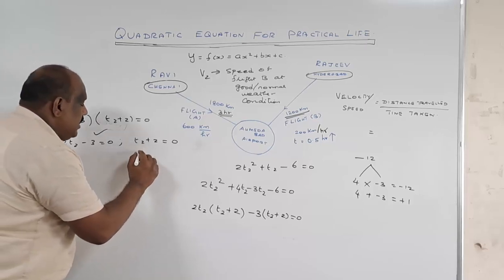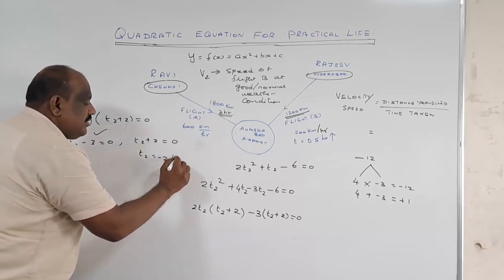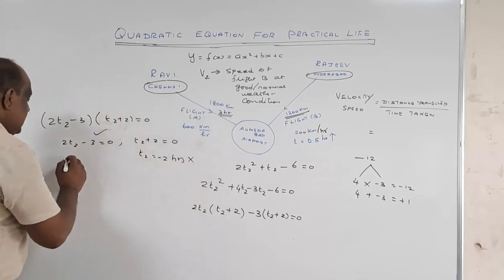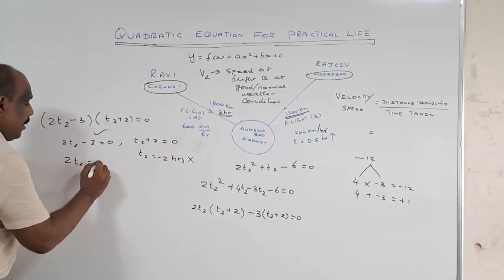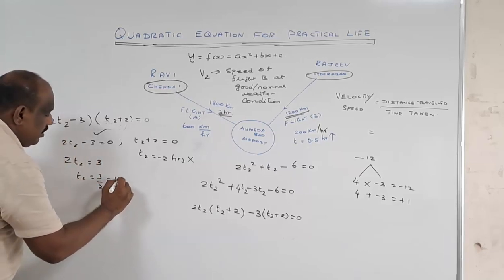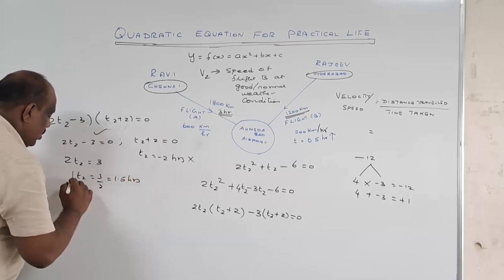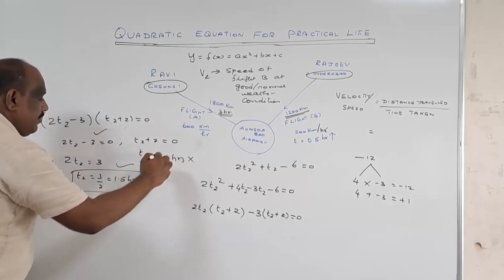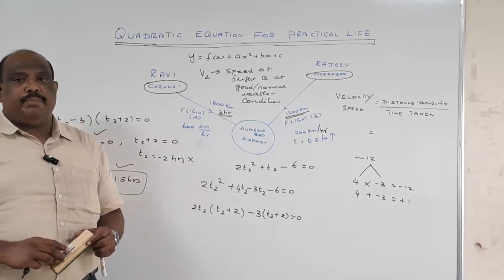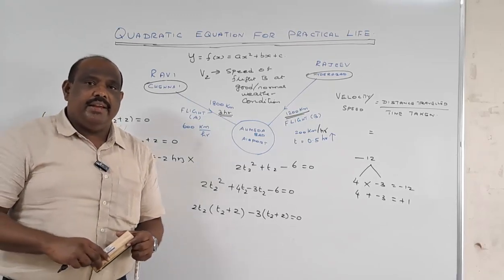Why? Because T2 will become minus 2 hours. So negative cannot be accepted, whereas this can be accepted. 2T2 equals plus 3. T2 will be equal to 3 by 2, which is 1.5 hours. So out of the two times, I can accept this time which gives me a positive answer, because time cannot be negative.